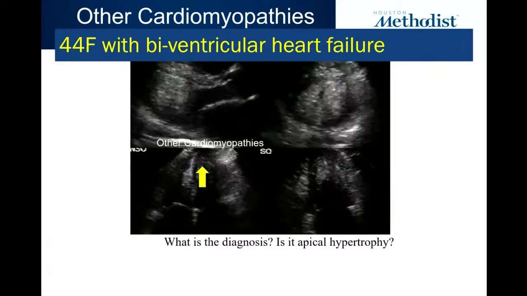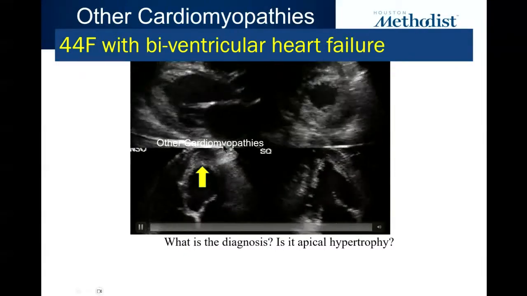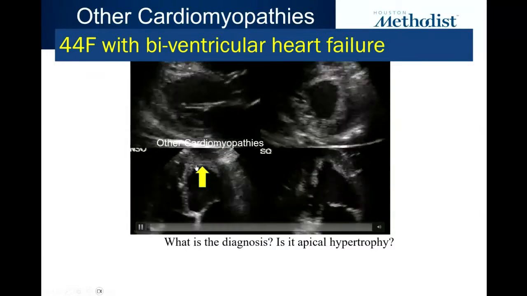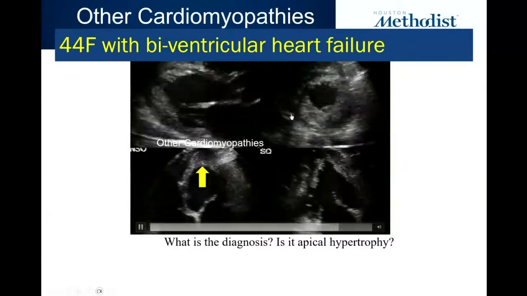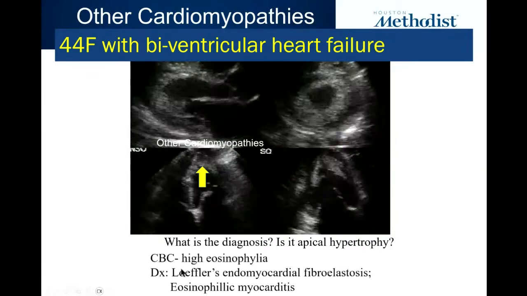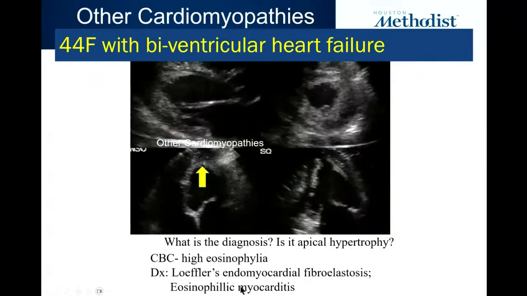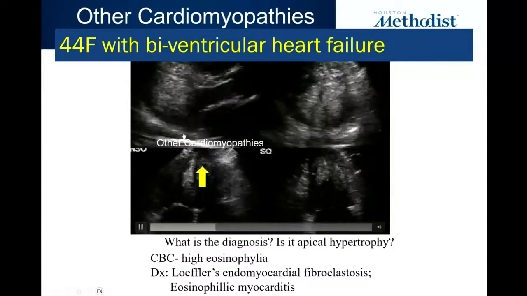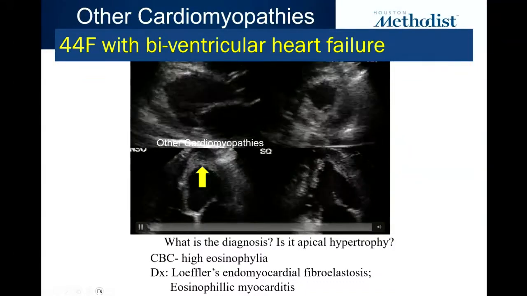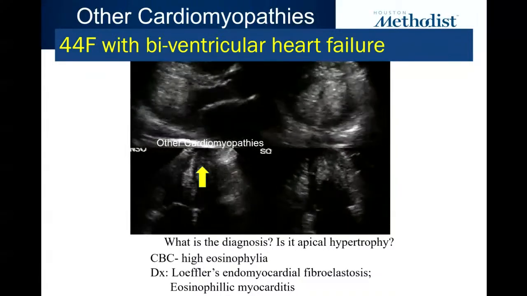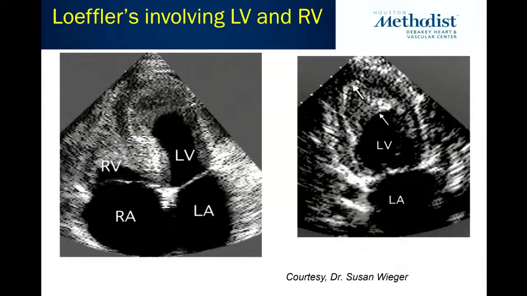So what is this? Is this apical hypertrophy? Obviously, okay, but look here. There is what looks like a possible thrombus, but the EF is not that bad. A very high eosinophil count puts you into suspecting endomyocardial fibrosis. So these are diagnoses where, once you have some suspicious echo findings, a simple CBC can be extremely helpful, because you will see this very high eosinophilic count. This was a slide given to me many years ago by Susan Weiger, a very nice example of another case.